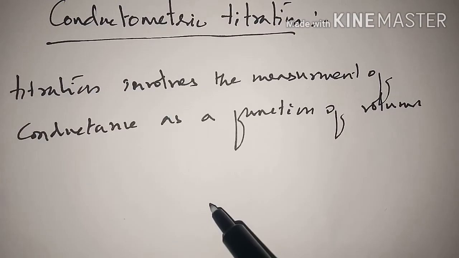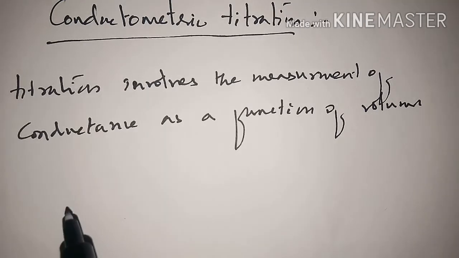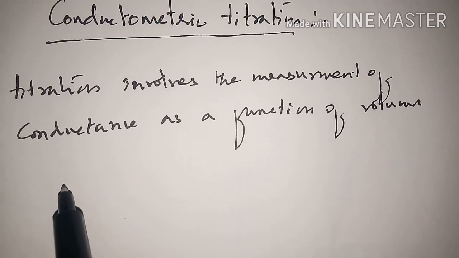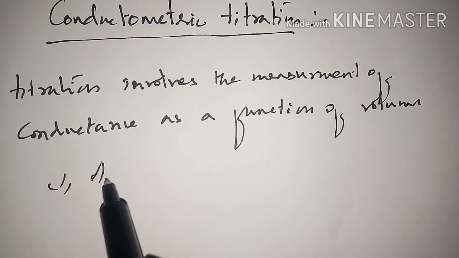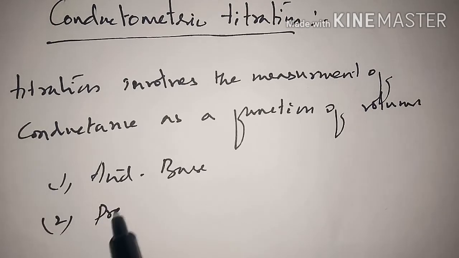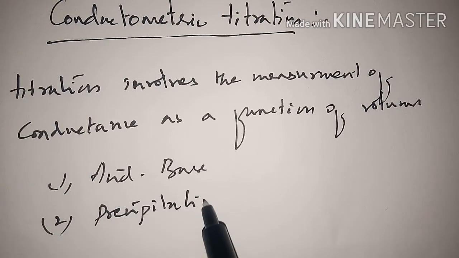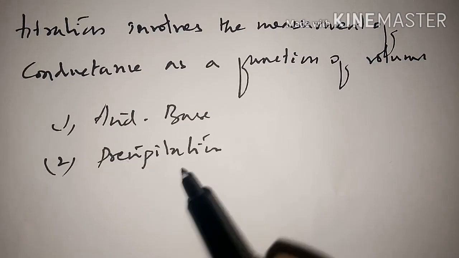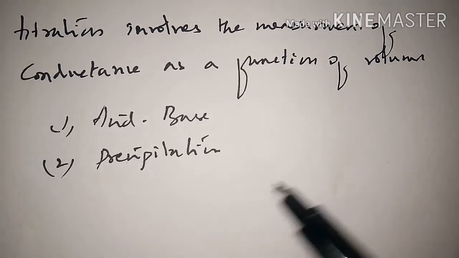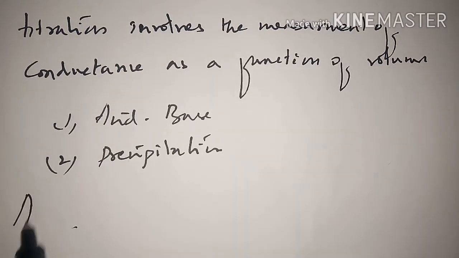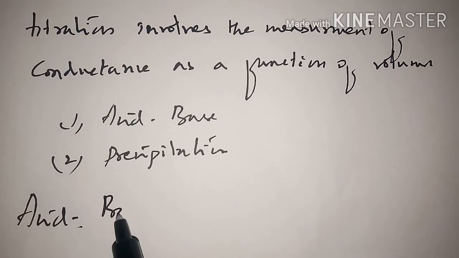Here the conductometric titrations can be classified depending upon the analyte and the titrant. So based on the analyte and titrant, conductometric titrations will be of different types. The first type is acid base titration, and there is also precipitation titration. We don't have precipitation titrations, only acid base in the syllabus, so we can learn precipitation titrations in some other classes or some other videos.